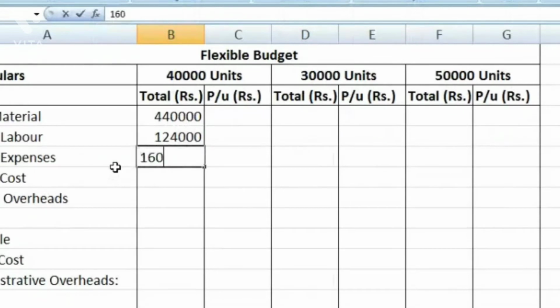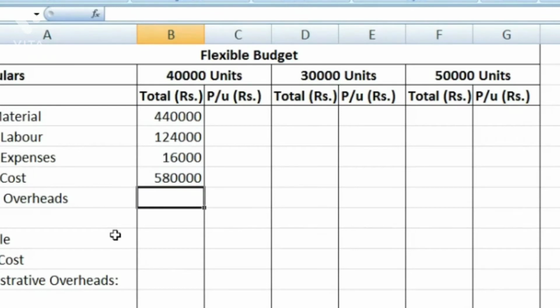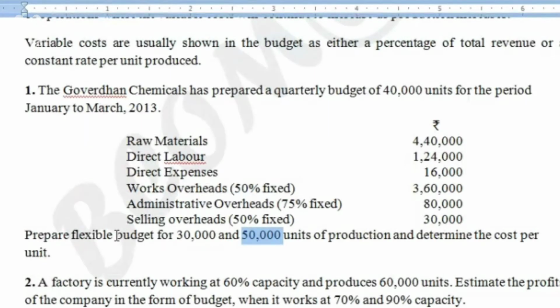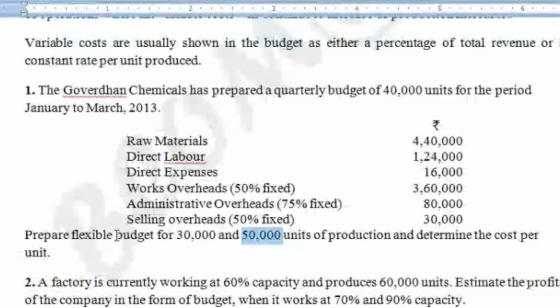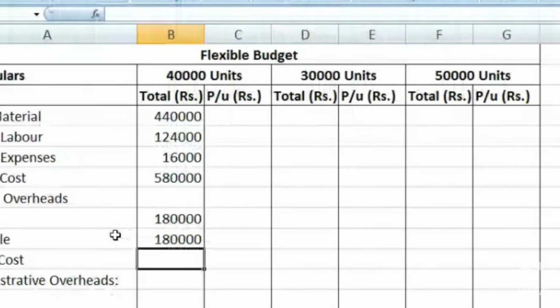Now the total of these three. What is the total of these three? It is 5,80,000. Okay, this is prime cost. Now works overhead. Works overhead is 3,60,000. 50% fixed. So 50% of 360 means 1,80,000, and 1,80,000 is variable. Am I correct or wrong? Okay, 360 is given, 50% fixed, 50% variable. 180 fixed, 180 variable. Agree, everybody?